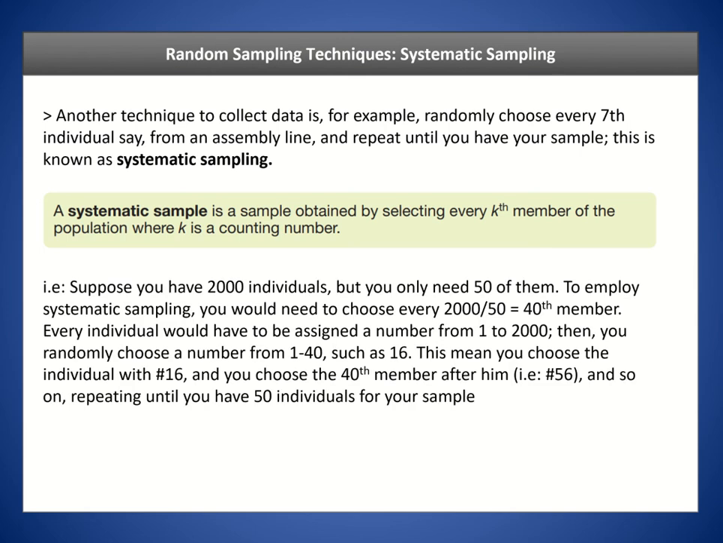So how do we do this with a bunch of individuals? If you have like 2,000 individuals and you only need 50 of them, then you're going to choose every 40th member. And so 40 is going to be your K, right? 2,000 divided by 50, and you only need 50 people. So every 40th person, you should be fine choosing that.